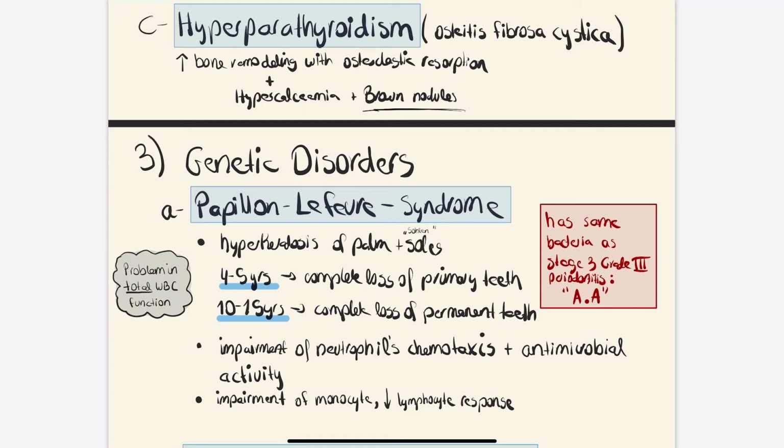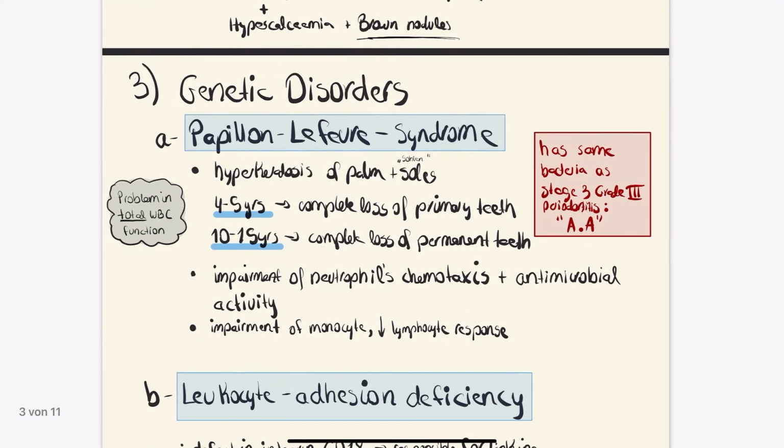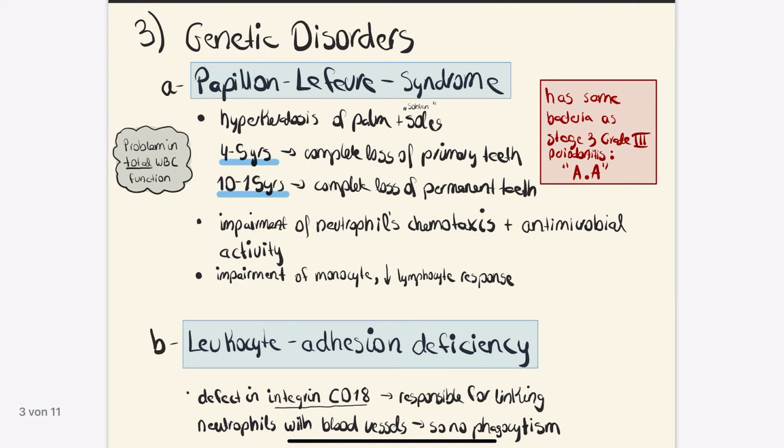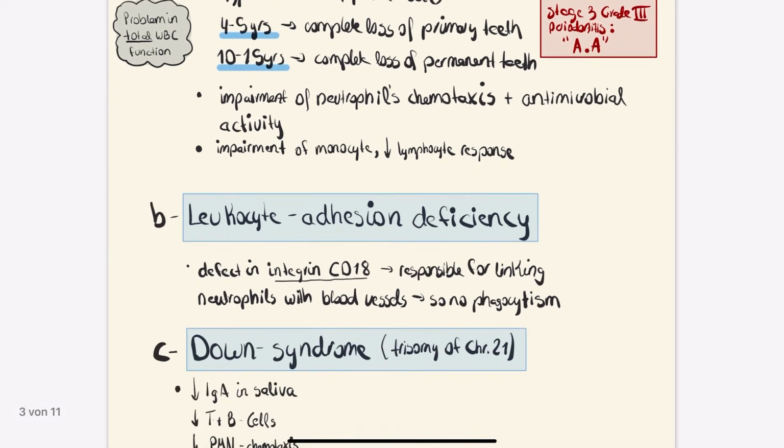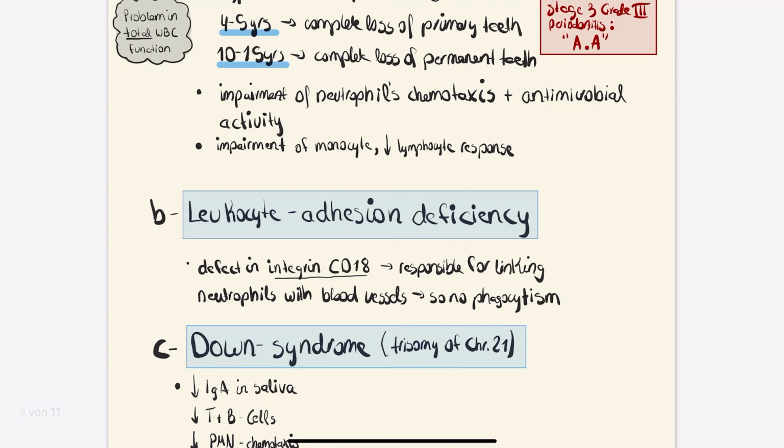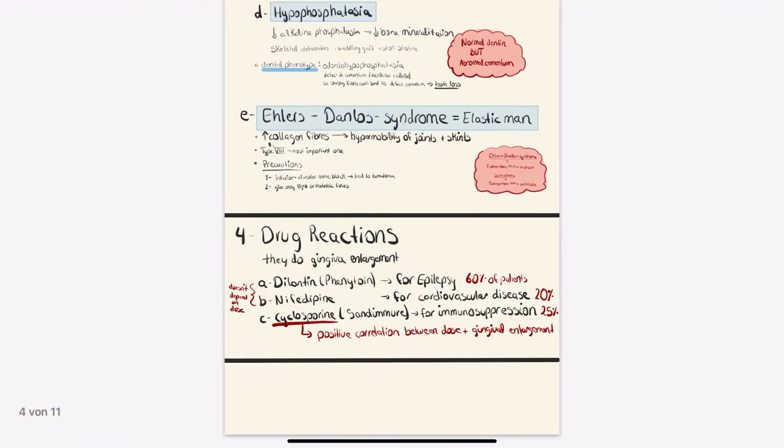It's also called osteitis fibrosa cystica. Till now we're done with two types: the hematological diseases and the hormonal disturbances. Now we talk about the genetic disorders. The genetic disorders include Papillon-Lefèvre syndrome, leukocyte adhesion deficiency, Down syndrome, hypophosphatemia, and Ehlers-Danlos syndrome. We can also call it the elastic man.